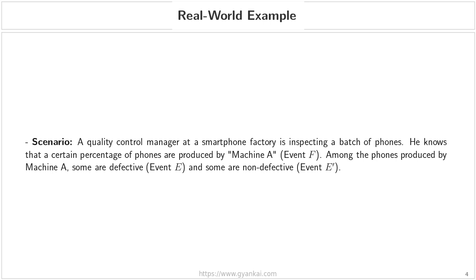He knows that a certain percentage of these phones are produced by machine A. We will call this event F. Within this specific group of phones from machine A, some will be defective. Let's call this event E, and the rest will be non-defective, which is our complement, event E prime.